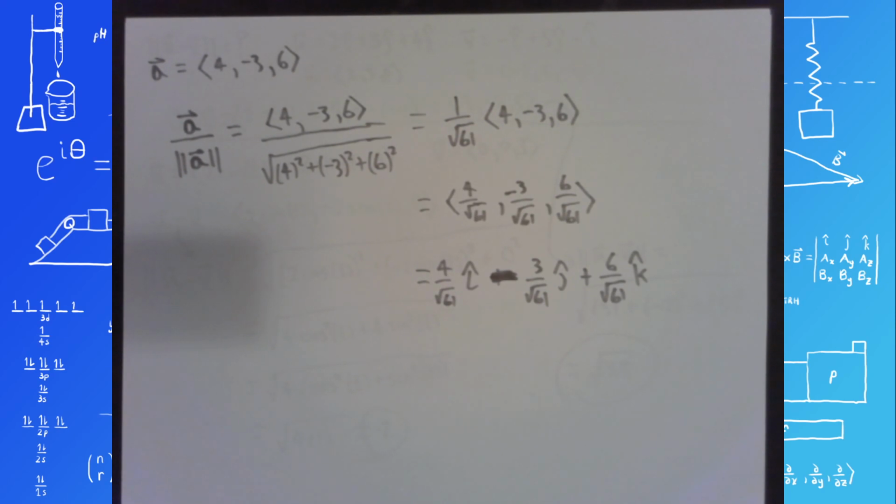Determine a vector of magnitude 5 in the direction of vector AB. Okay, so pretty much the same, but with extra steps. And that one's also the same.